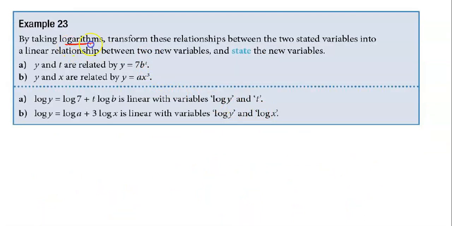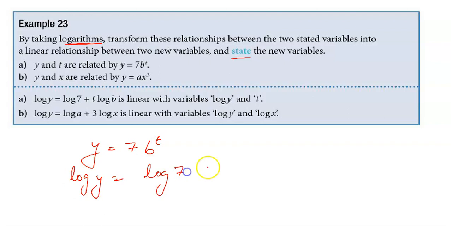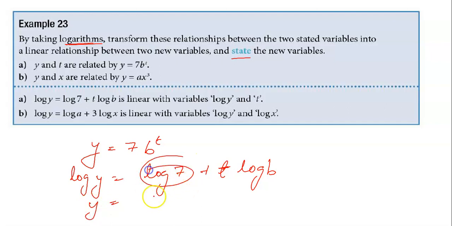By taking logarithm, transform this relation between standard variables to a linear relationship between two new variables, and state the new variables. See, I am having y equals to 7b raised to power t. Okay, take log on both the sides. Log of y equals to log of 7 plus t log of b. Okay, children. Now consider this as y equals to, this becomes a constant term, c plus, now over here we are taking graph between log y and t. So this becomes x and this becomes our m. This is our intercept and this is our gradient.